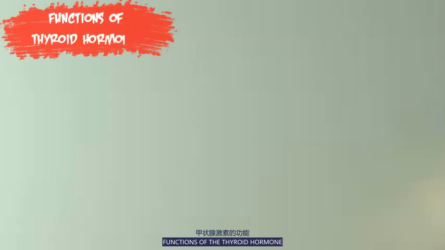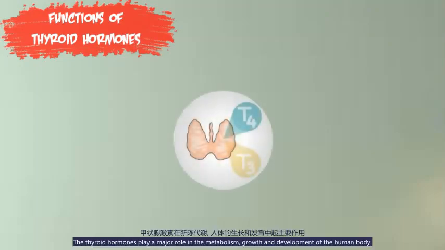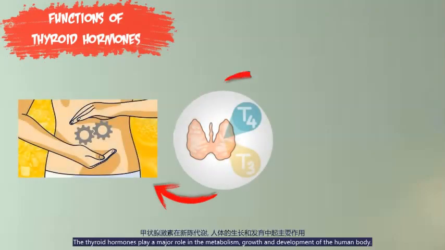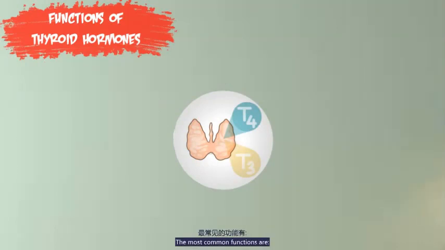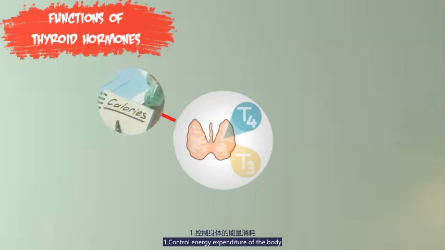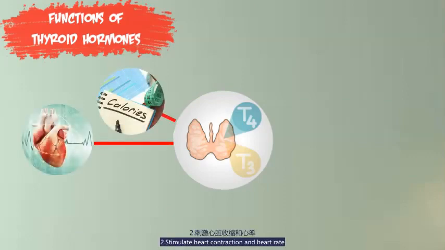Functions of the thyroid hormone. The thyroid hormones play a major role in the metabolism, growth and development of the human body. The most common functions are: 1. Control energy expenditure of the body. 2. Stimulate heart contraction and heart rate.